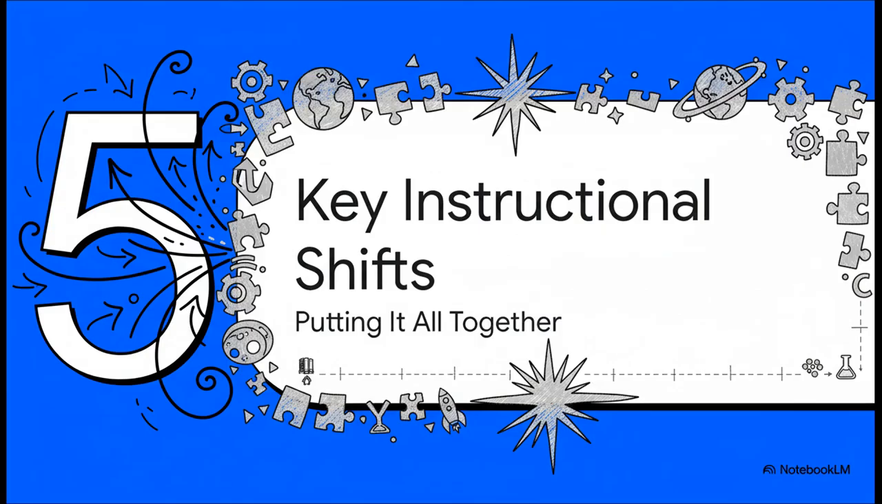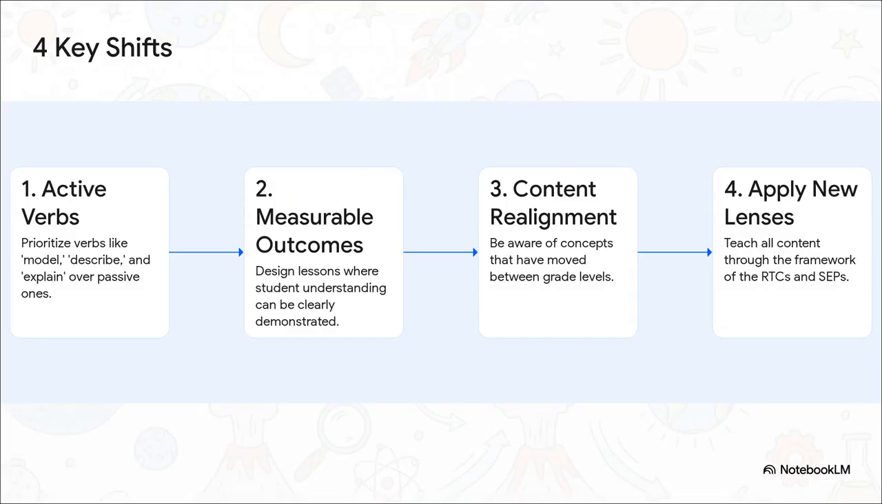Okay, so we've worked our way through each grade level. Now let's zoom out and put it all together. What are the big, overarching takeaways that you can bring into your instruction? Here it is, boiled down into 4 key instructional shifts. Number 1, shift to active verbs. Really prioritize words like model, describe, and explain.